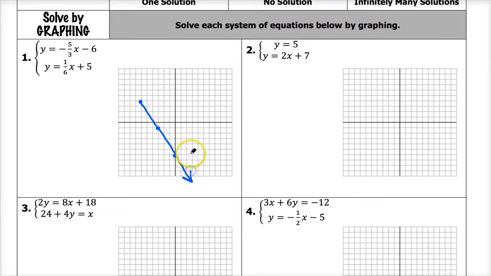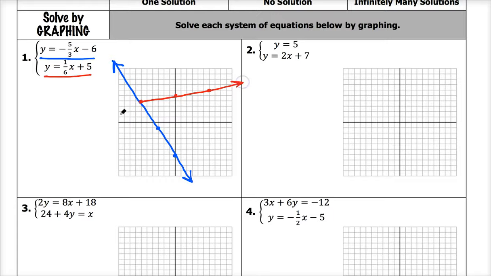And when you are graphing these, it's really important that you use a ruler or some sort of straight edge, because when you're trying to find the intersection point, it's going to be very difficult if you did not use a straight edge for your lines. So there's the first equation. The second equation, which I'll do in red here, y equals 1/6 x plus 5, has a y-intercept at positive 5. Its slope is 1/6, so I can go up 1 and right 6, or I can also go down 1 and left 6.